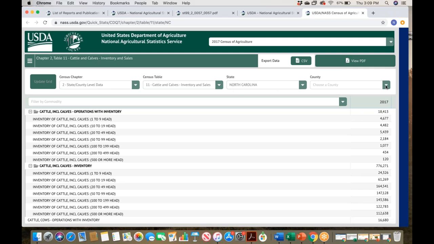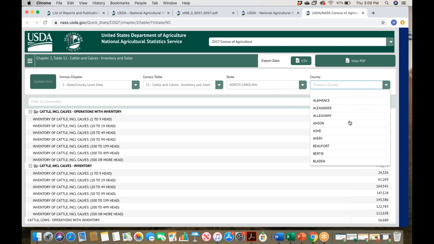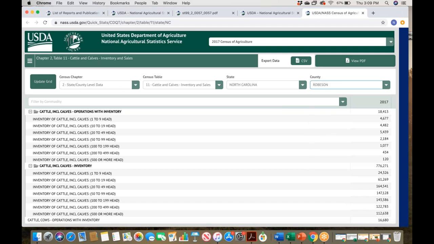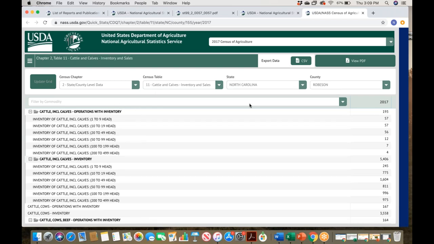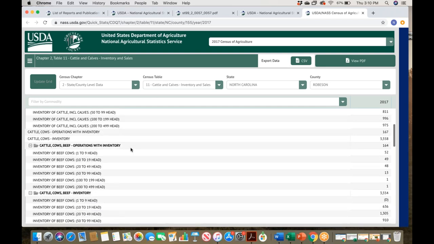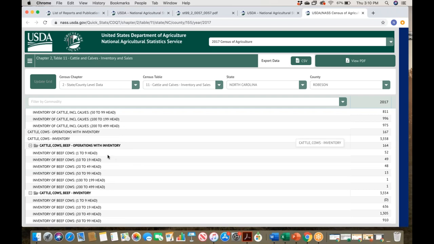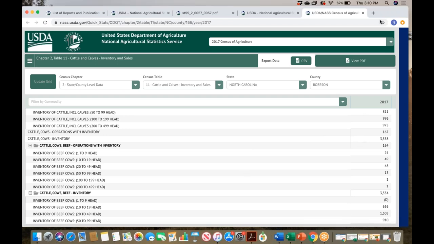Now I get to choose a county. Okay, and I'm going to scroll till I find Robeson. Always give it a moment to update the grid. Okay, so now I'm looking at only Robeson County, and I can find things like the beef cattle operations inventory. So how many operations have 1 to 9 cattle? 52 operations do. How many beef cattle operations are there total? 164.